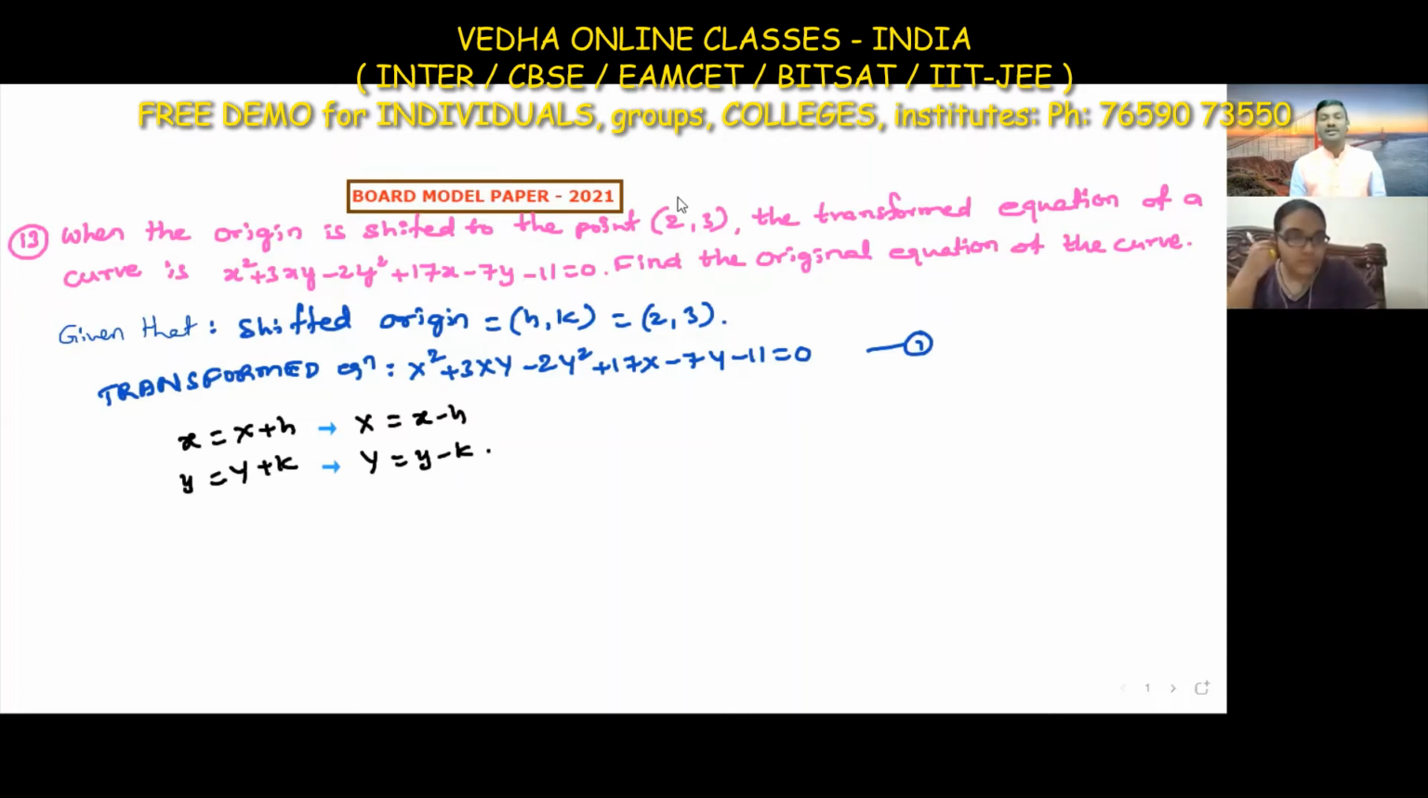Whenever we are writing these, small x, small y, capital X, capital Y are very important. If you write them differently, then we get a different answer, so write it carefully. Here capital X is equal to small x minus h, and the h value is 2. And small y minus k, where k is given as 3.